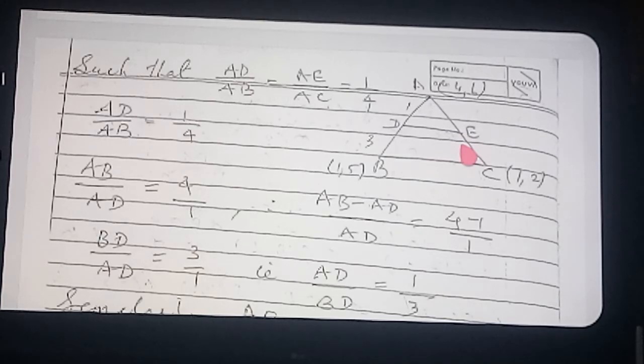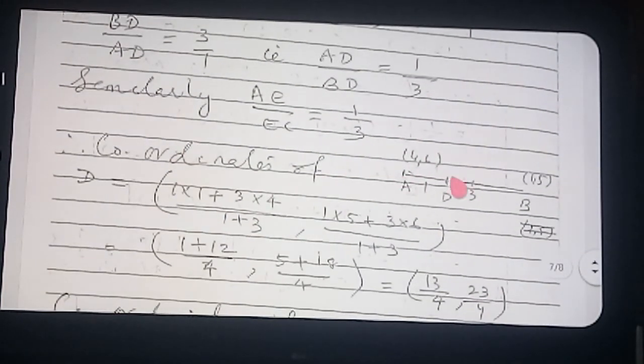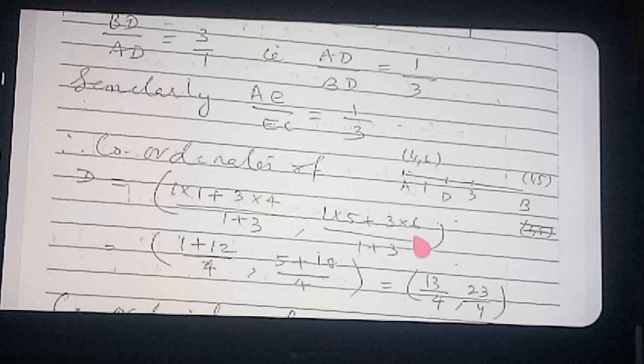Okay, listen. How to apply the section formula? See here. I have written AB here in a separate diagram, and D here. D divides the line segment AB in which ratio? 1:3. You know the formula. Here apply the formula: (1 times 1 plus 3 times 4) divided by 1 plus 3. That means (m1 x2 plus m2 x1) divided by (m1 plus m2).